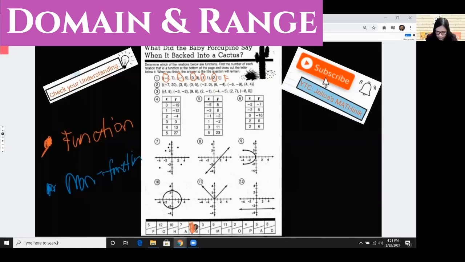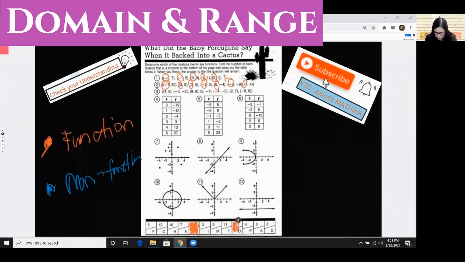Next, number two, we have -7, 3, 0, -2, 6, -6, and 4. Again, there's no repeated number in the domain, so therefore it is a function. So for number two, we're going to cancel this one because it is a function.